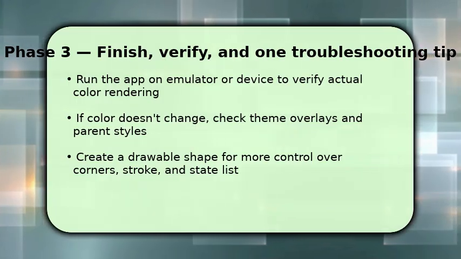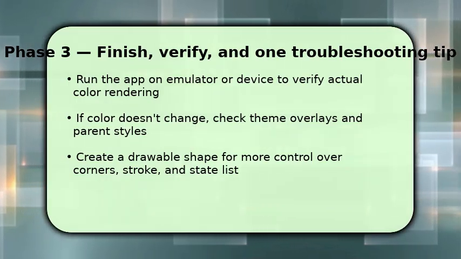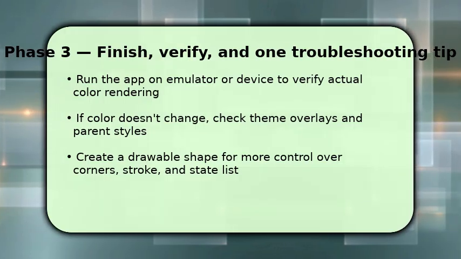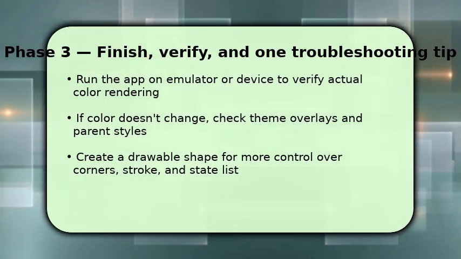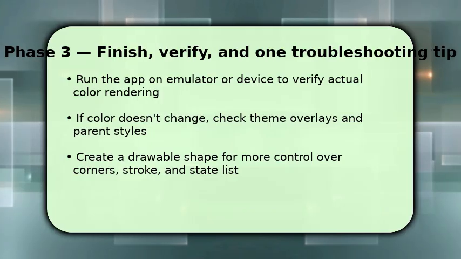that drawable. As a troubleshooting tip, inspect runtime logs and enable Layout Inspector. If something overrides the color, the inspector shows the effective attributes.